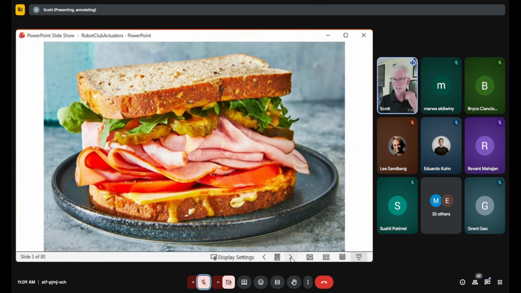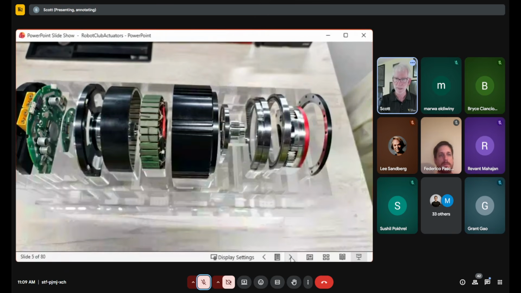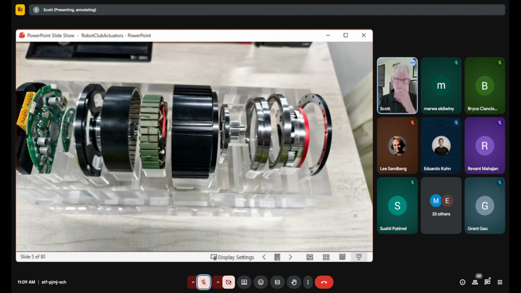Now, probably a better analogy is more like a bagel sandwich, okay? Because actuators tend to be round, and in some cases, they actually have a hole in the middle. So that's one way of thinking about it: an actuator is just a fancy name for a motor. Okay, now, this is kind of what an actuator will look like when it's taken apart. So we can see in the middle is the meat. That's where the motor is.